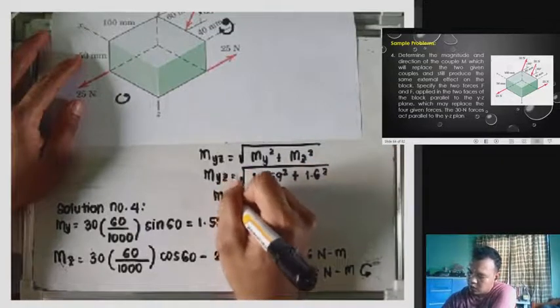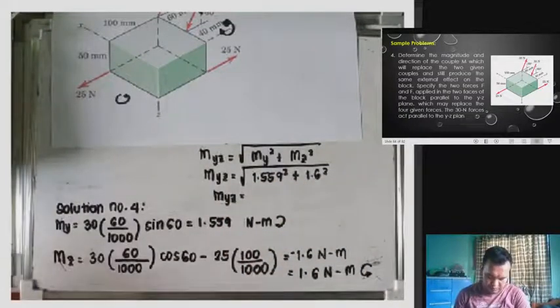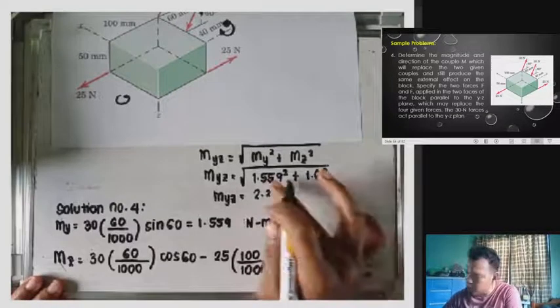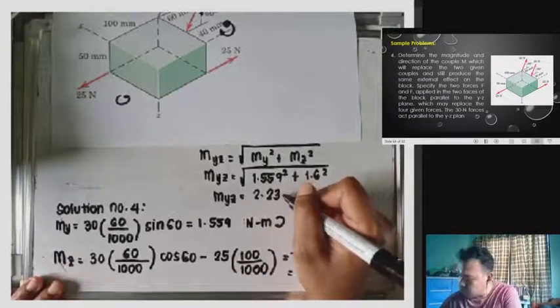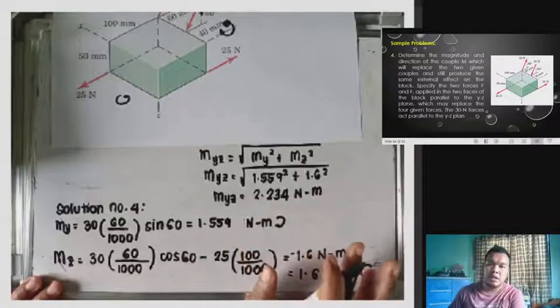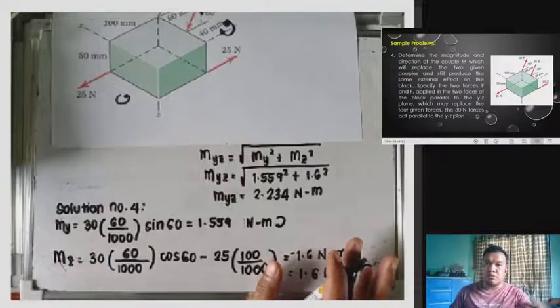Therefore, myz is equivalent kay square root ni 1.559 squared plus 1.6 squared. So, we have here 2.234 Newton meter na mag-a-act dun sa plane yz natin. So, ngayon, pinapahanap is yung force na mag-a-act dun sa yz natin.